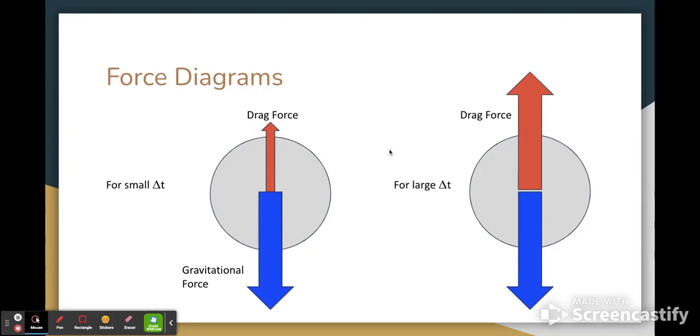Some brief force diagrams for small change in t. So essentially the beginning of the motion, these are the forces acting on the object. But as t increases, these are the forces acting on the object. And so you can see initially it would be accelerating, but then once the forces become balanced, it will be at a constant velocity. And this is called terminal velocity, but we'll come back to that later.